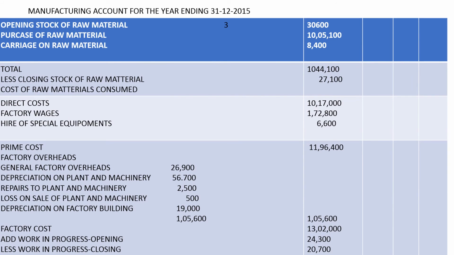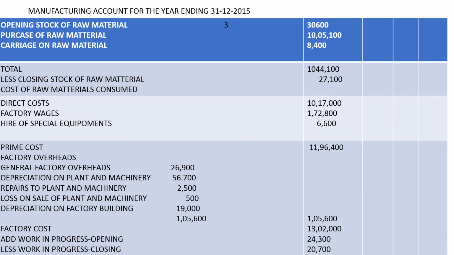Now the cost of manufacture is 12,99,800. Then we are coming to the trading profit and loss account for the year ending 31st December 2015. Sales 15,41,000. Opening stock of finished goods 73,500. Cost of manufacture 12,99,800. Totals come to 13,73,300. Less closing stock 85,100.